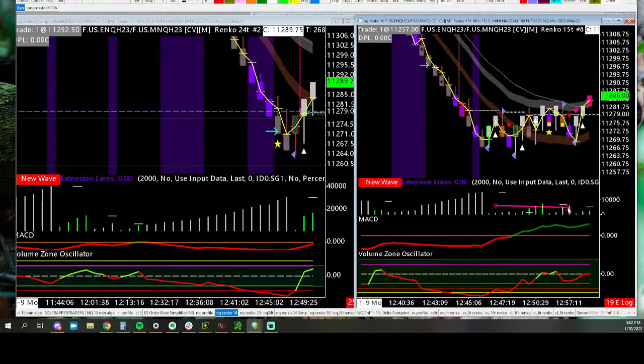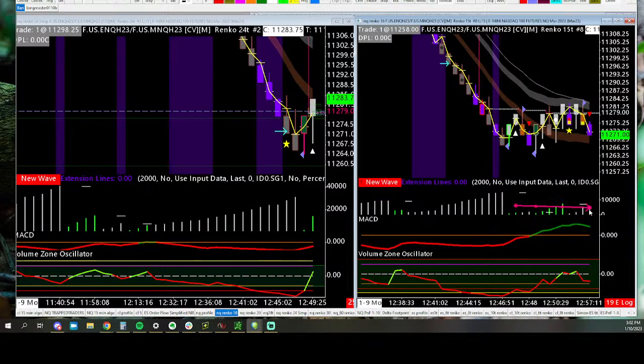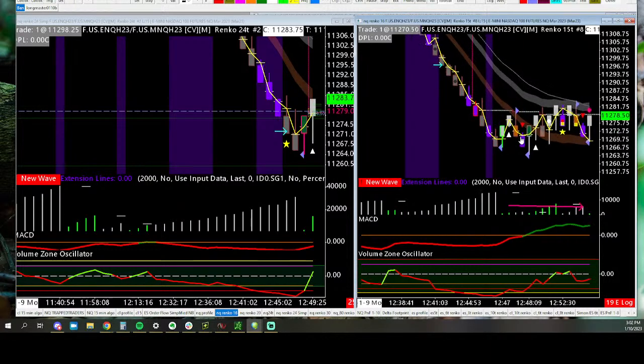So now we have to see, did we have, let me back it up just a little bit. Did we have a dominant down wave on the 15 tick? We know for sure that we did not here, because look, that dash never got hit. See that?